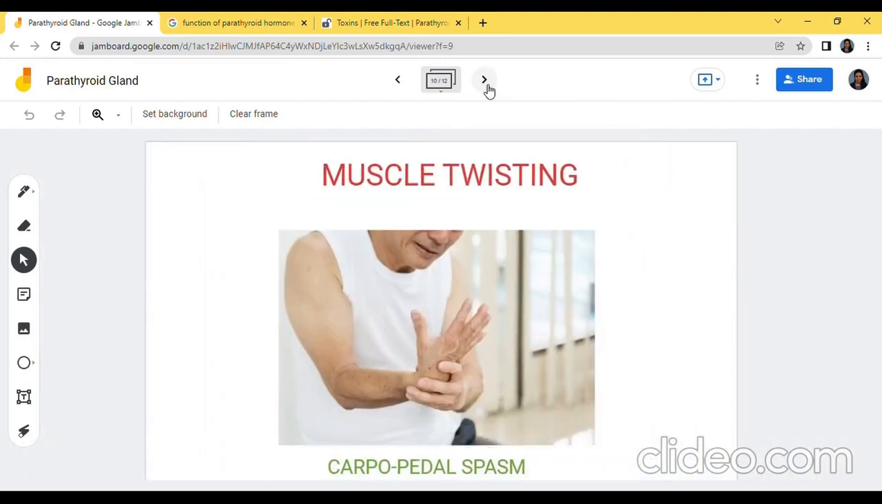Next we can observe another condition, that is muscle twisting. From the term we can clearly observe that it leads to muscular spasm, that is involuntary contraction of muscles of hands and feet. This condition is called carpopedal spasm.